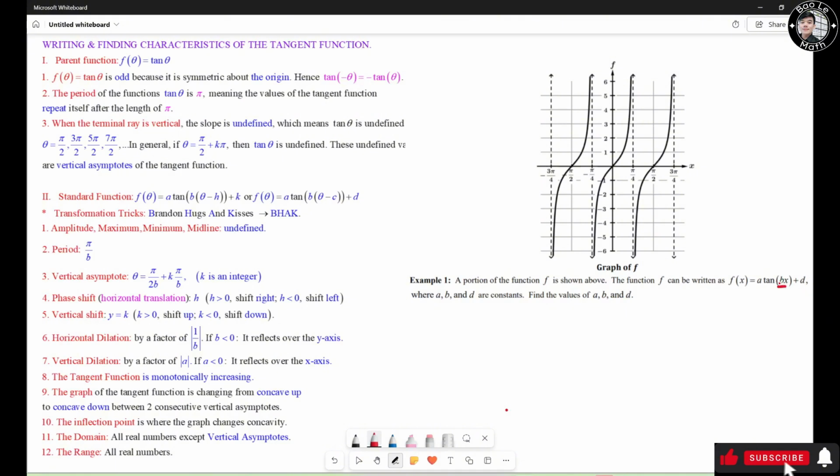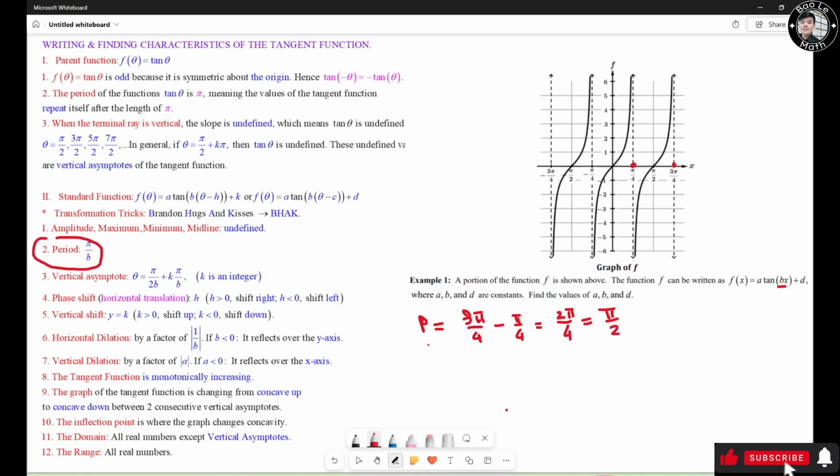In order to find b, we need to find the period, because this formula relates to b. The period is the distance between two vertical asymptotes. We look at this one, this is pi over 4 and this is 3 pi over 4. So the period is 3 pi over 4 subtract pi over 4, so it's going to be 2 pi over 4. And if we simplify, it's going to be pi over 2.